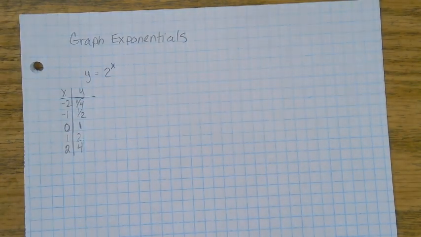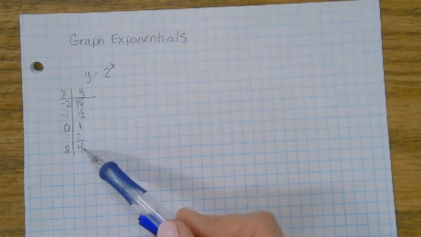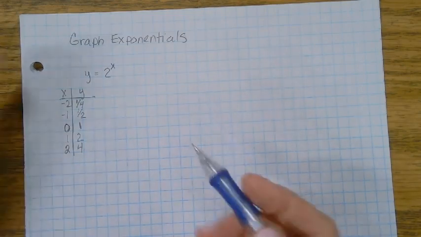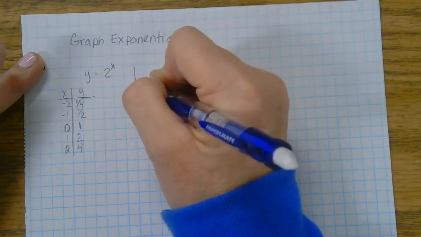So as I keep going backwards into negative numbers, I'm continuing to get a fraction that's smaller and smaller and smaller, right? And here, this number is going to keep growing faster and faster and faster. But let's see what this looks like.